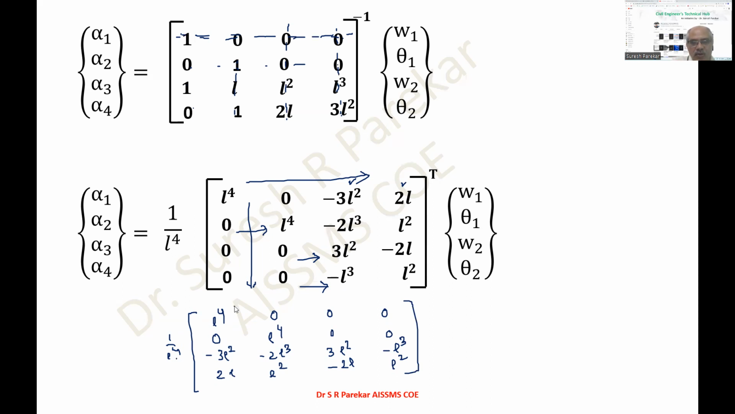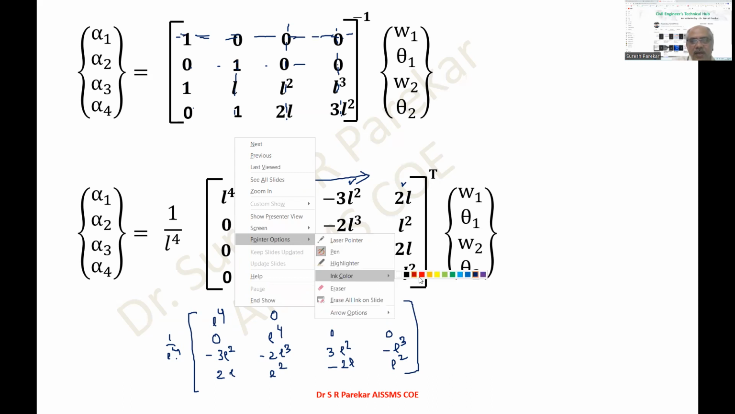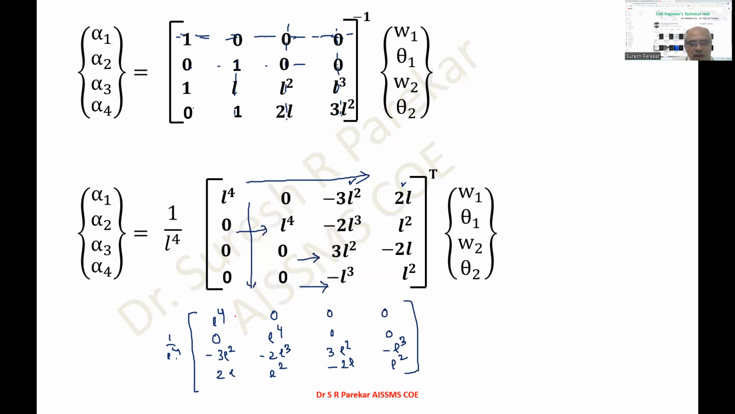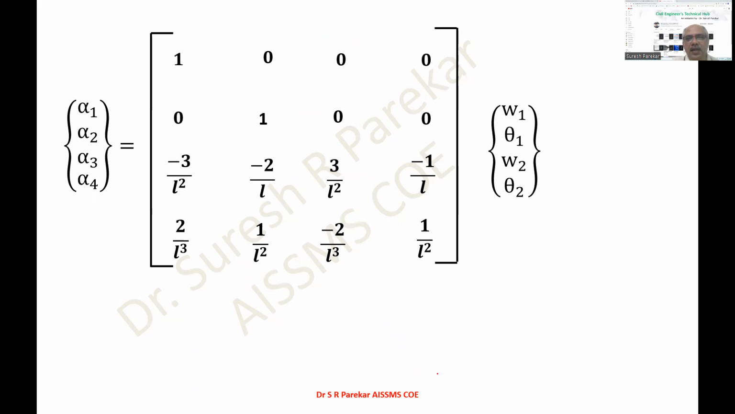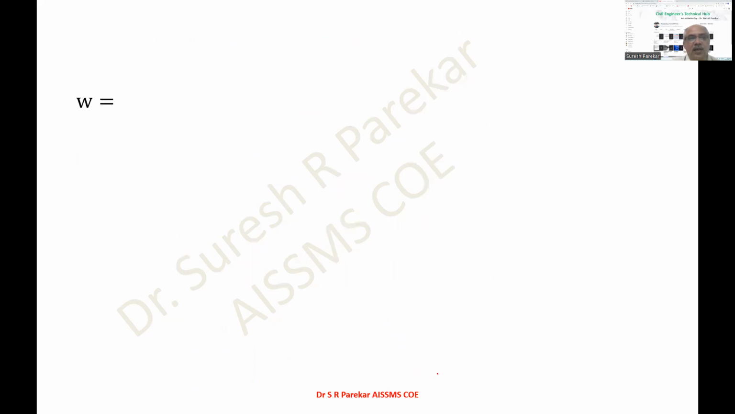So this becomes the value. If I write it in order, then I will have this as 1, this is 0, this will be minus 3 by L², and this will be 2 by L³. When we divide by L⁴, we have this as 0, 1, minus 2 by L, 1 by L². Then 0, 0, 3 by L², minus 2 by L³. Then we have 0, 0, minus 1 by L, 1 by L². And likewise, we are going to get this inverse, and then we have to put it in the general equation.